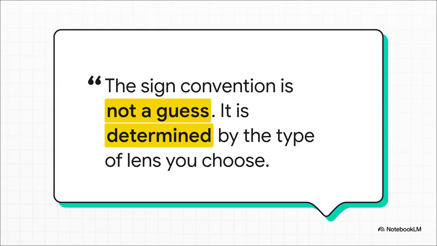And please remember this, the sign convention is not a random guess. You don't just pick plus or minus. It comes directly from the type of lens you choose. Once you correctly identify the defect as myopia, you know you need a concave lens, so you know the power has to be negative. It's all connected logically.